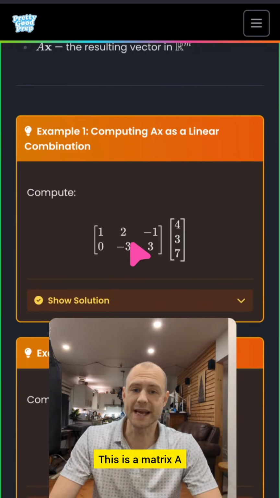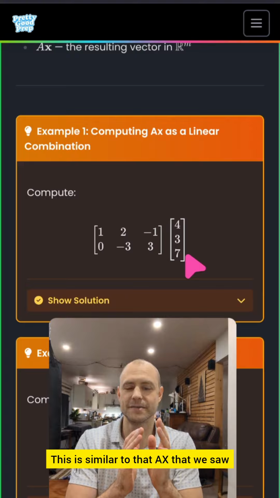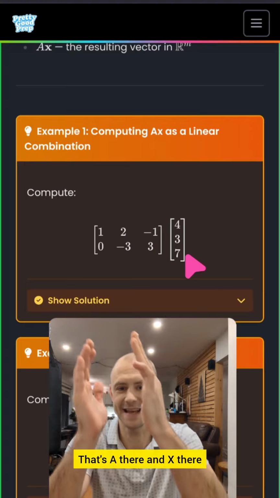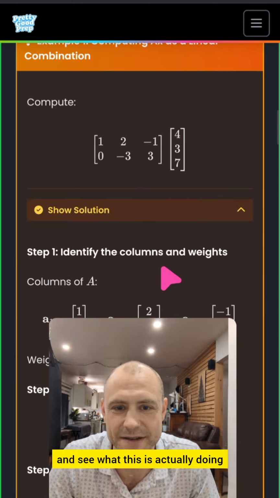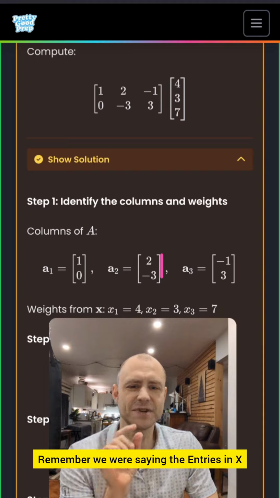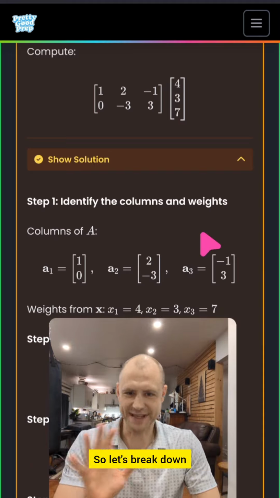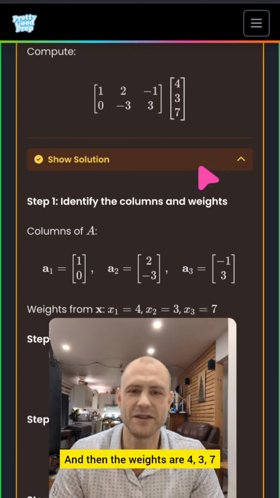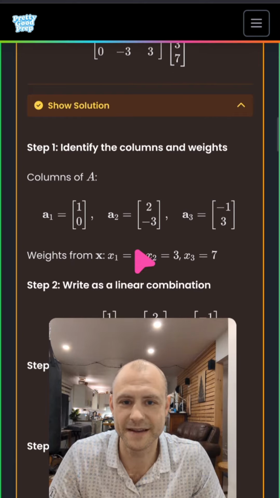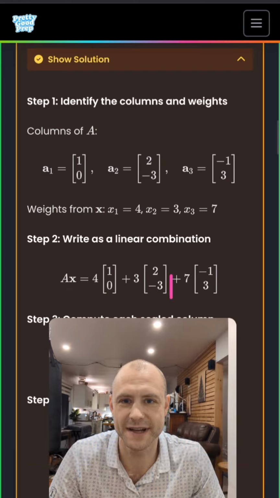This is a matrix A, and this is a vector X, right? This is similar to that AX that we saw. A times X. That's A there and X there. Okay, so let's look through and see what this is actually doing. Remember we were saying the entries in X are the weights on the columns of A. So let's break down what the columns of A are. Here's a column, and here's a column. And then the weights are 4, 3, 7. So we put a weight here of 4 on the first one, 3 on the second one, and 7 on the last one.